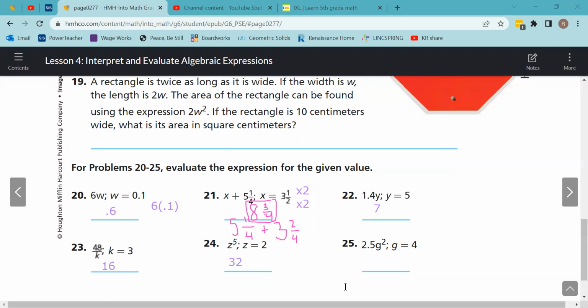Okay. Number 25, 2.5 times g squared. So here you've got 2.5 times 4, and the 4 is squared. Pardon my giant exponent here. Exponents first. So we end up with 2.5 times 16. Punch it in your calculator, right? 16 times 2.5 is 40. Not too bad.